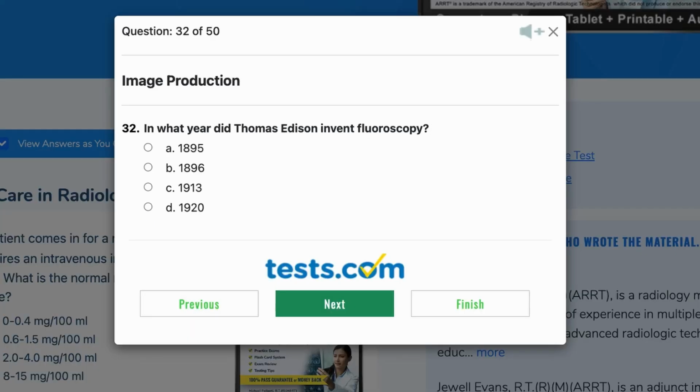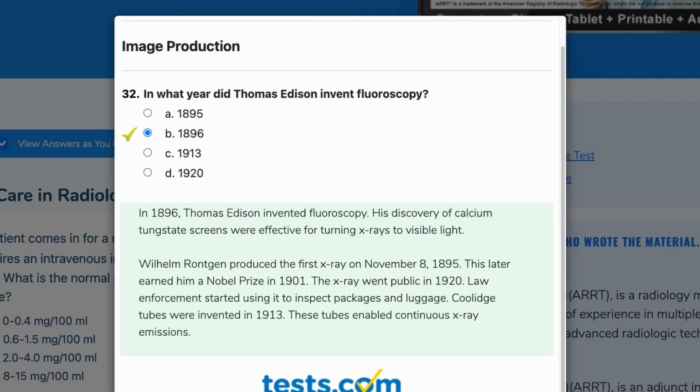Question 32. In what year did Thomas Edison invent fluoroscopy? A. 1895, B. 1896, C. 1913, D. 1920. B. 1896.